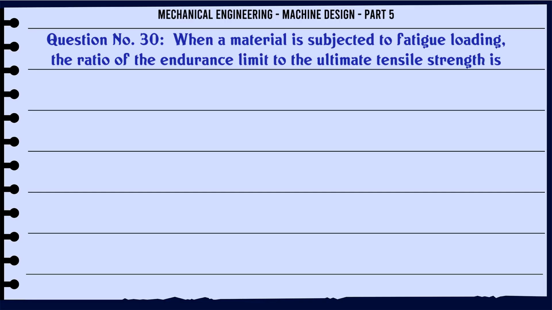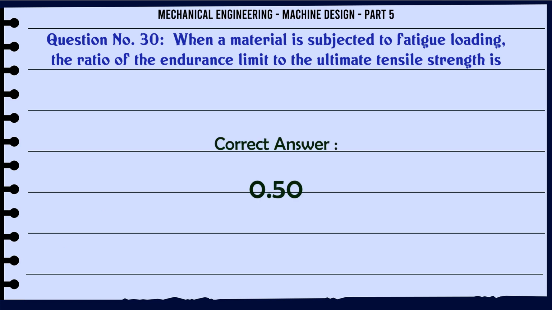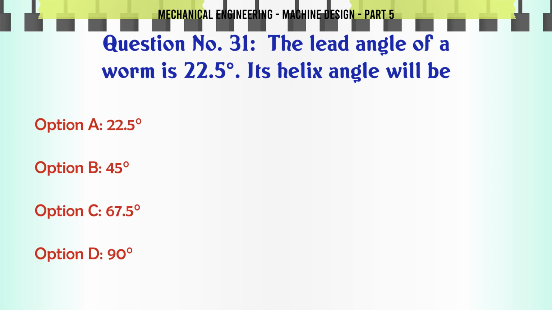When a material is subjected to fatigue loading, the ratio of the endurance limit to the ultimate tensile strength is A. 0.20, B. 0.35, C. 0.50, D. 0.65. The correct answer is 0.50. The lead angle of a worm is 22.5. Its helix angle will be A. 22.5, B. 45, C. 67.5, D. 90. The correct answer is 67.5.